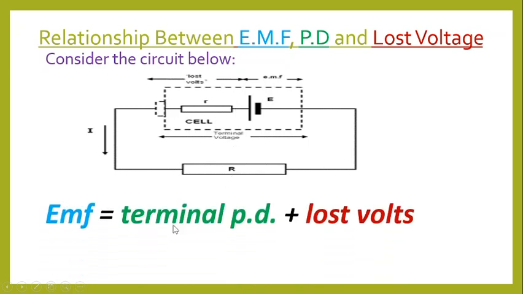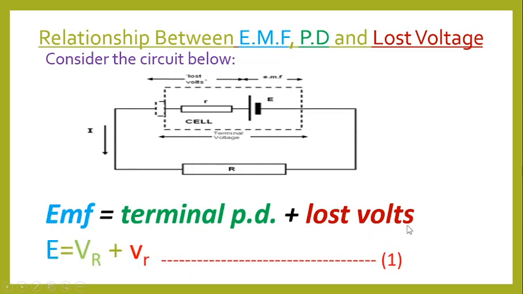If I want to represent this in terms of an equation, I can say that electromotive force equals the terminal potential difference plus the lost voltage. So in terms of symbols, electromotive force E equals V subscript R, which is the terminal potential difference, or you can write it as ordinary big V, plus V subscript r, which is the lost voltage, which you can represent by ordinary small v.